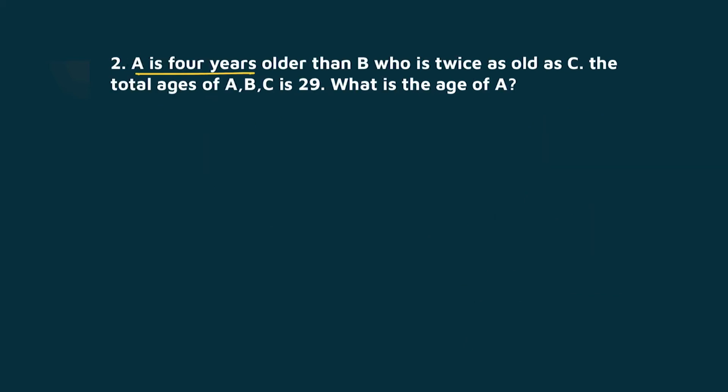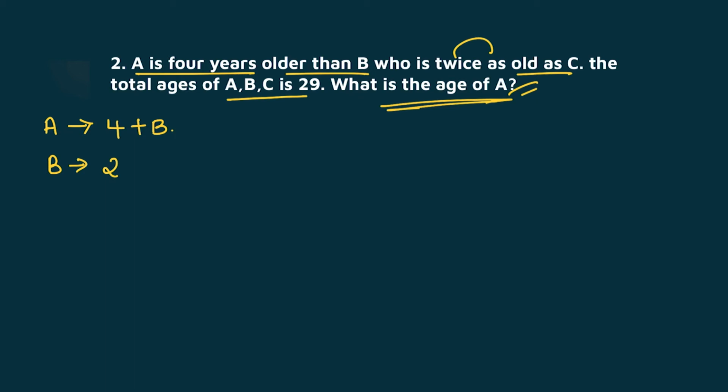Next question. A is 4 years older than B, who is twice as old as C, and the total of the ages of A, B, C is 29. We have to find the age of A. Read the question, segregate it properly, form the equation and then find the age of A. A is 4 years older than B, and B is twice as old as C. We don't know the age of C, so we consider the age of C as x. B is nothing but 2C, so B is 2x, and replacing B in A's value, A is 4 plus 2x.